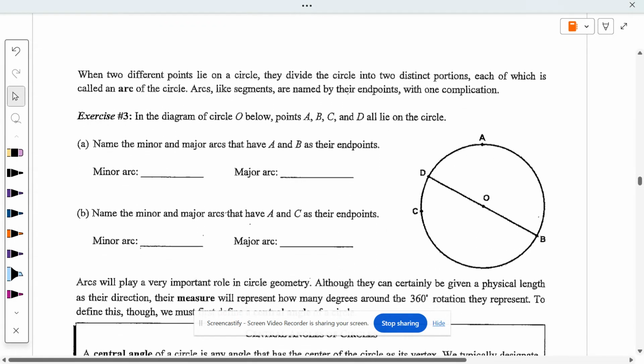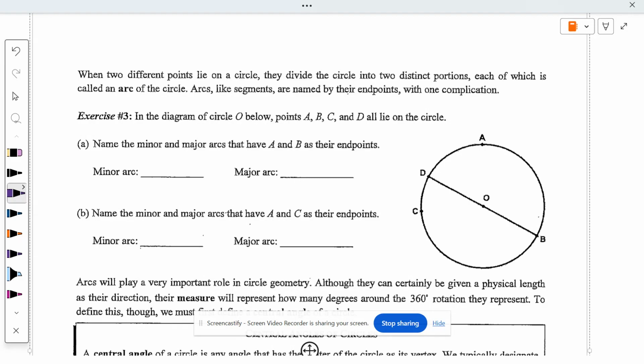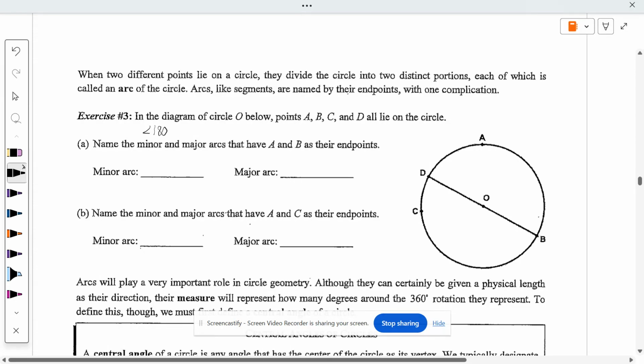When two different points lie on a circle, they divide the circle into two distinct portions, each of which is called an arc. Arcs, like segments, are named by their endpoints with one complication. So in the diagram of circle O below, O is the center, points A, B, C, and D all lie on the circle. So name a minor arc, which remember minor arcs have less than 180 degrees. Major arcs, which are greater than 180 degrees. And they have to have points A and B as their endpoints.